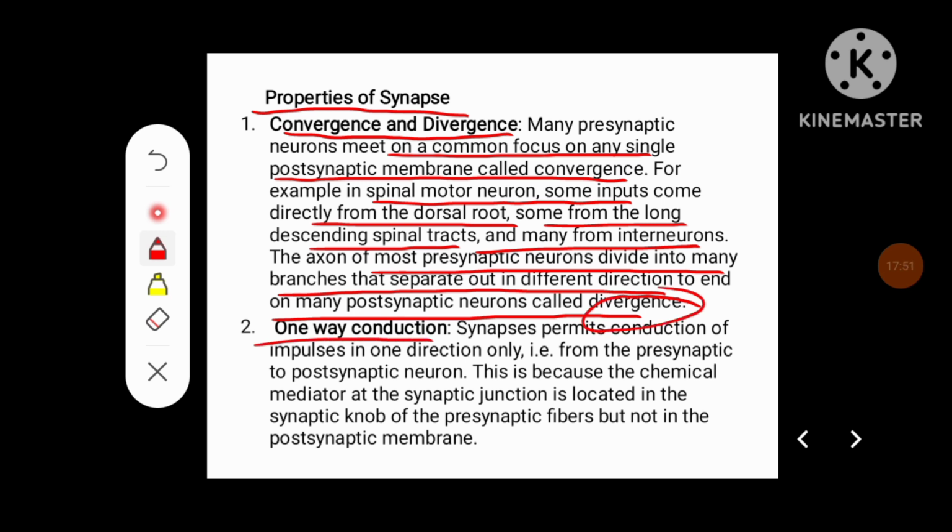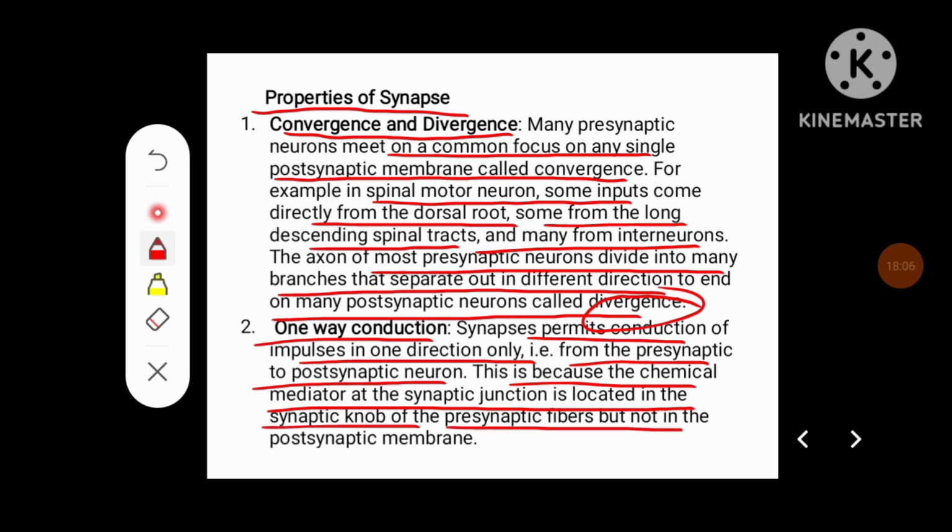One-way conduction is another property. The synapse permits conduction of impulses in one direction only, that is, from presynaptic to postsynaptic neuron. This is because the chemical mediator at the synaptic junction is located in the synaptic knob of the presynaptic fibers but not in the postsynaptic membrane.